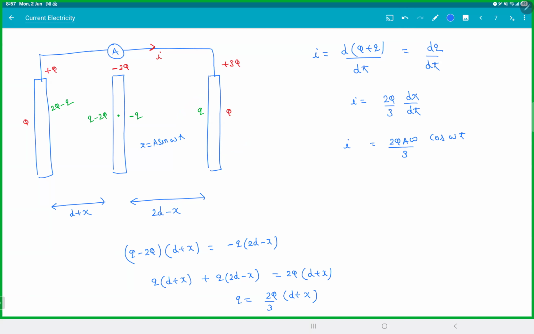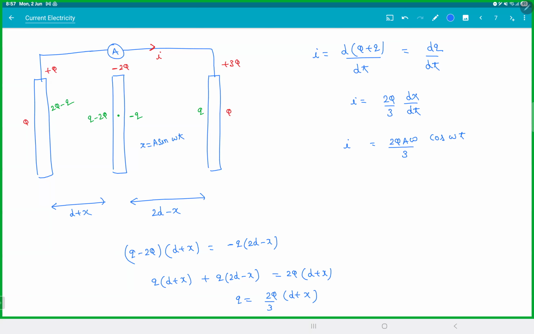Here are the steps. 90% is Gauss law. The only two things used are I is dq by dt and SHM, though we just use the equation. As such, it didn't come anywhere. Any doubts on this? Please ask me.